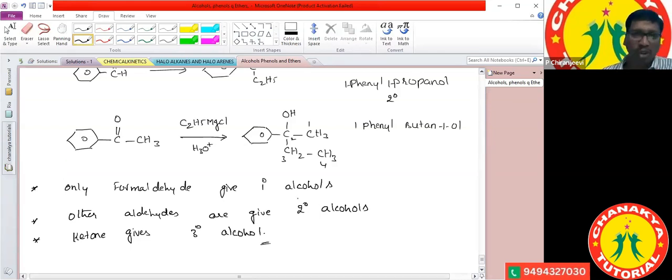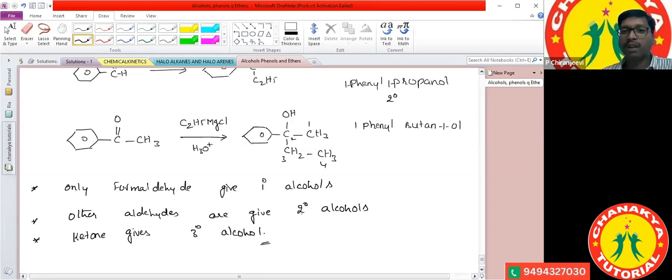Any ketone you take gives a tertiary alcohol. Now you have the clarity. Does anyone still have doubts about this concept? It is an exam point question. At NEET or JEE level, sometimes they ask this question. It looks like a very simple question, but many people make a mistake.